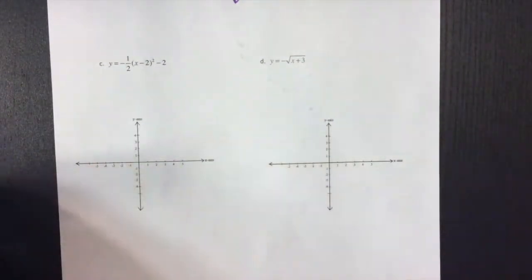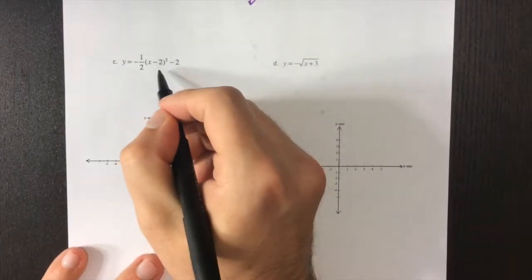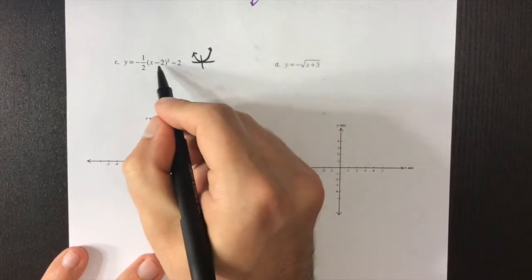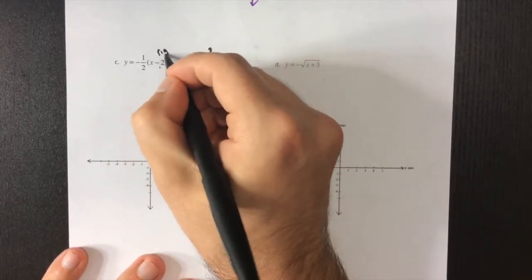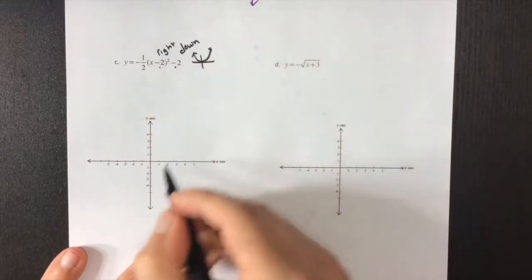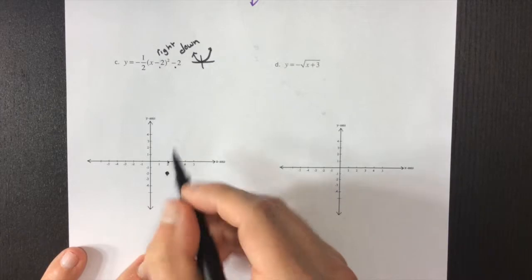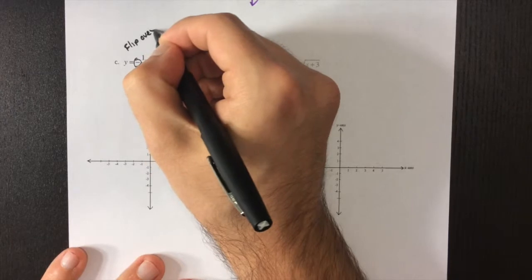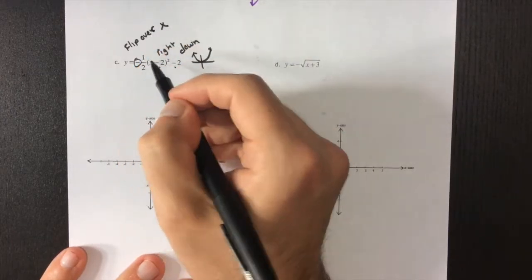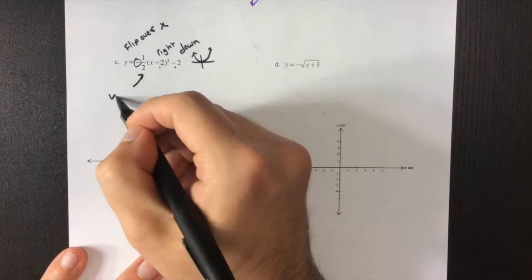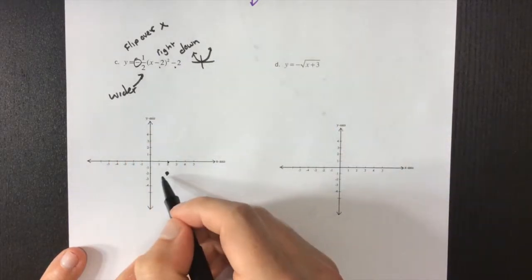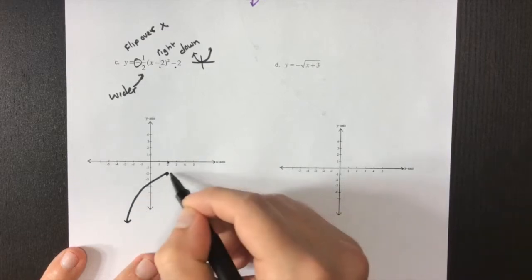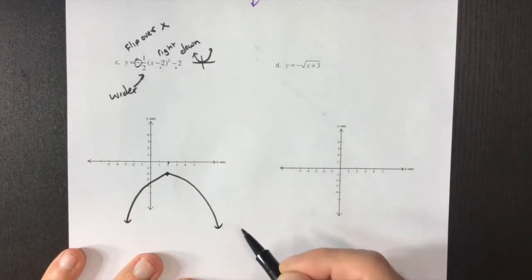For C, I have a parabola. So normally it would look like a parabola. That is right 2, down 2. So right 2, down 2. And then this negative flips it. And that 1/2 makes it wider. So if I make this wider, and I'm just sketching it, I open down, and I'm a little bit wider.